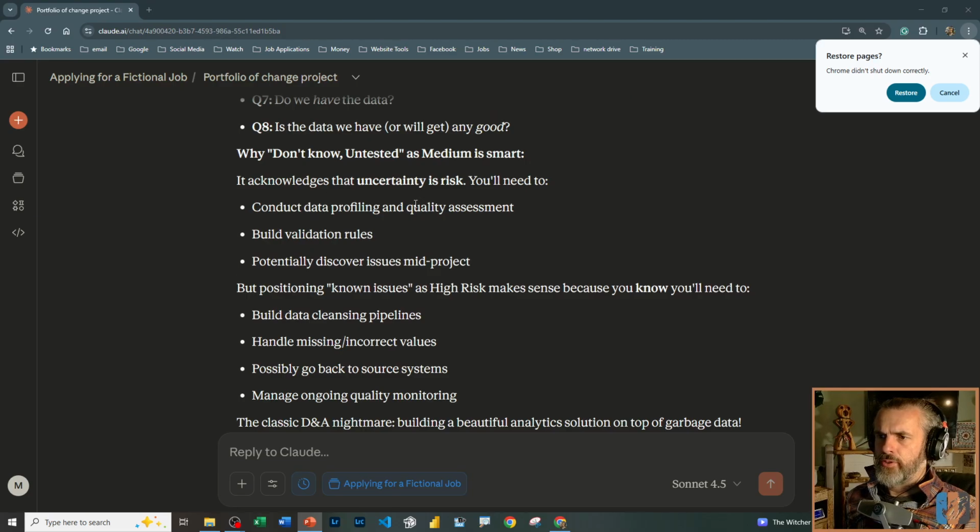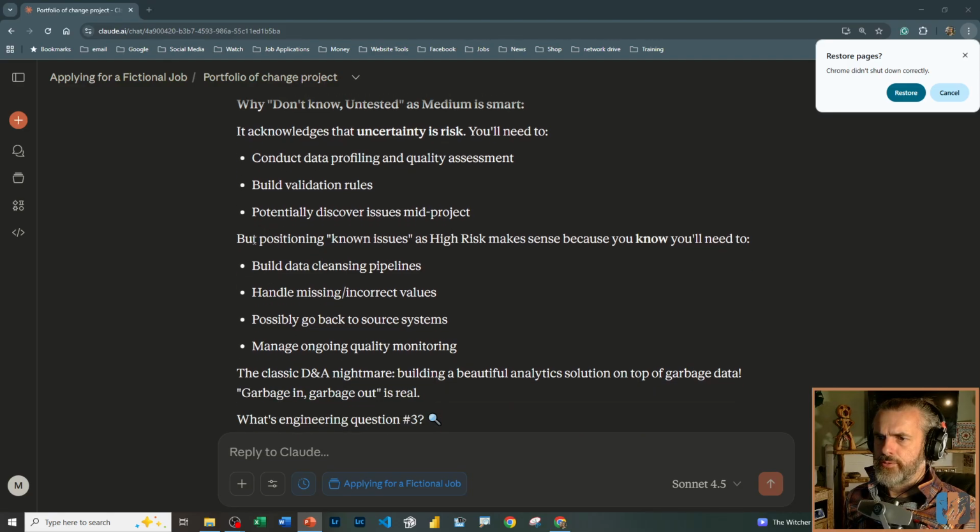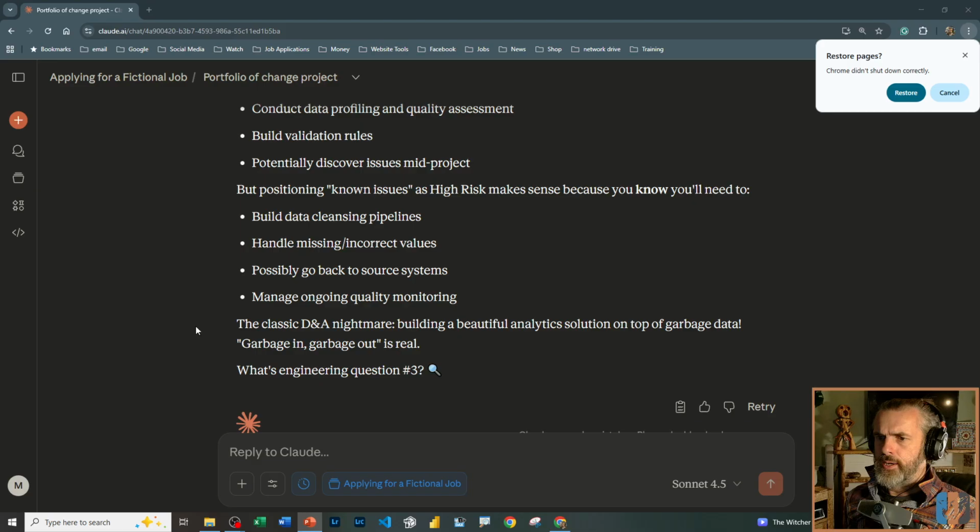Conduct data profiling and quality assessment, build validation rules, potentially discover issues mid-project. So there's lots of risk associated with that. But positioning known issues as high makes sense because you know that you need to address these things. This is a classic data and analytical nightmare, building beautiful analytical solutions on top of garbage data. Garbage in, garbage out. True that. All right, here we go.